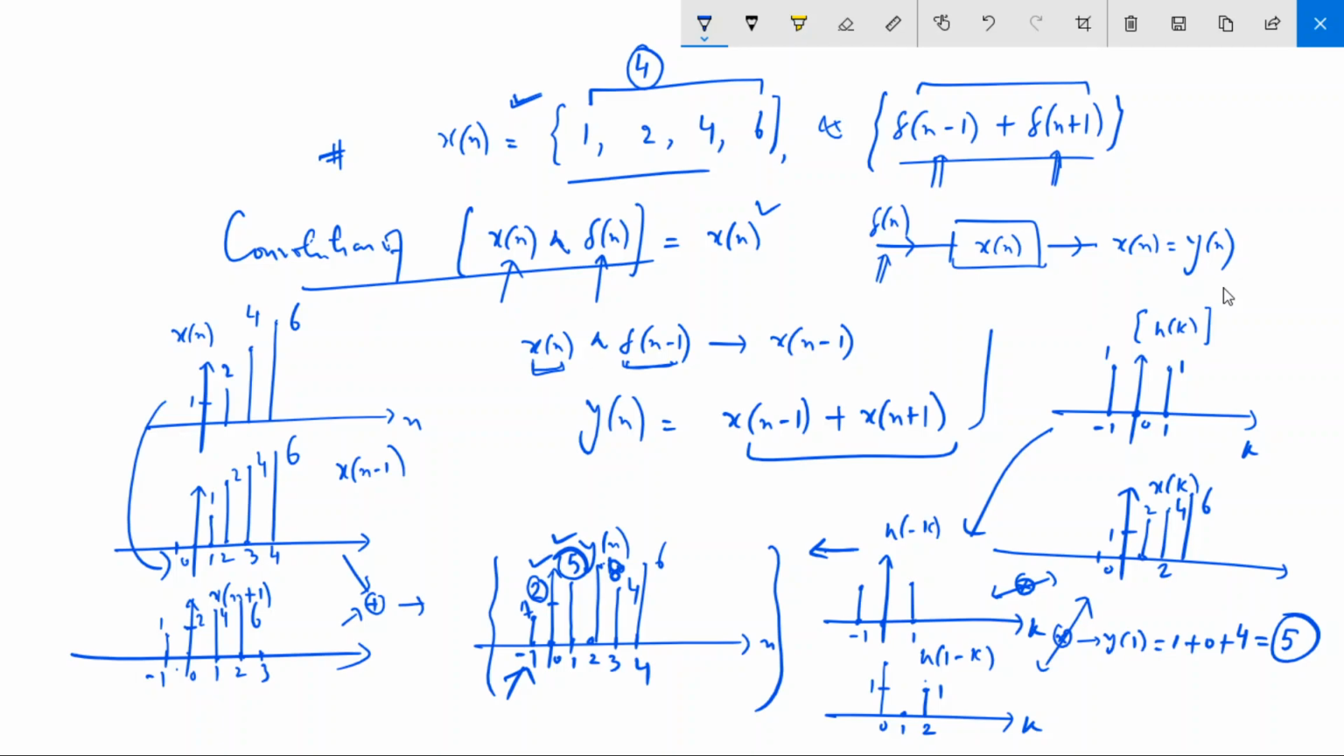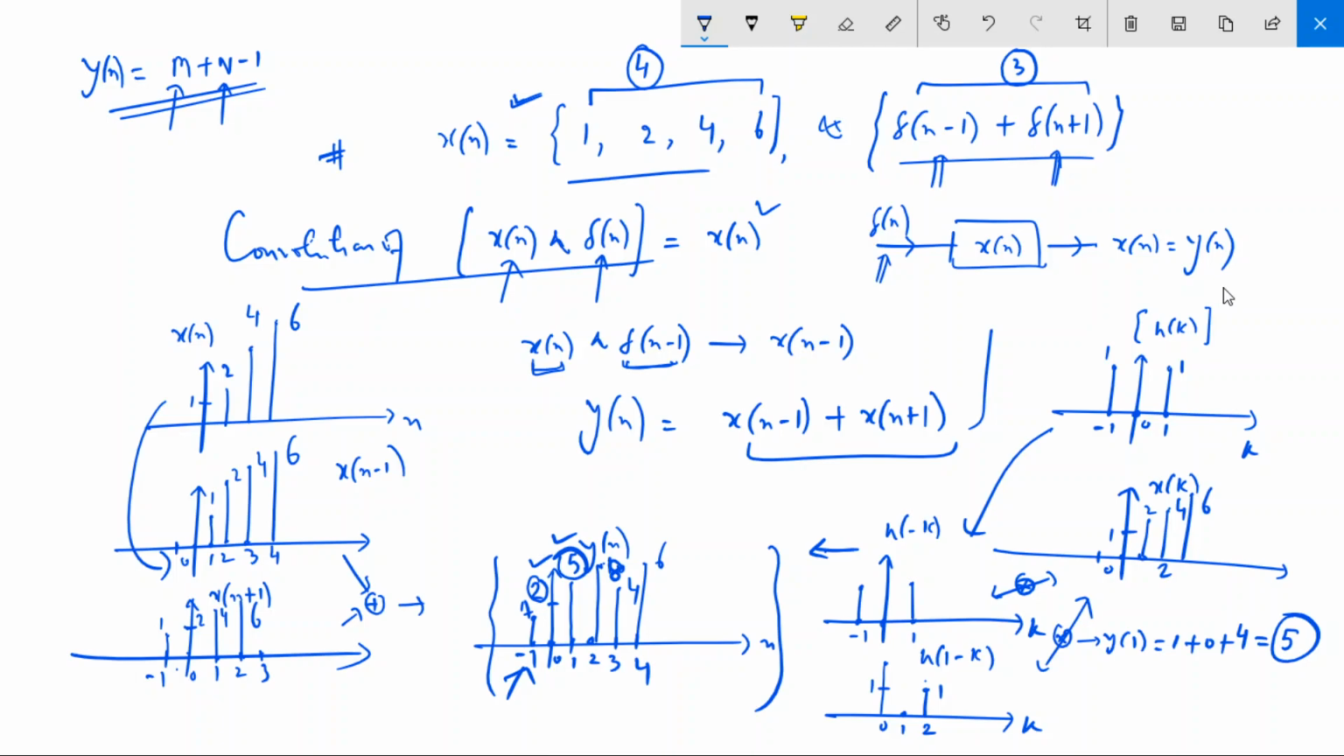Okay, this has 3 samples. And in the output y[n], how many samples do you have? 1, 2, 3, 4, 5, 6. So the length of y[n], which is the convolution, is basically M plus N minus 1, where M is the length of x[n] and N is the length of h[n]. The length of the convolution will be M plus N minus 1.